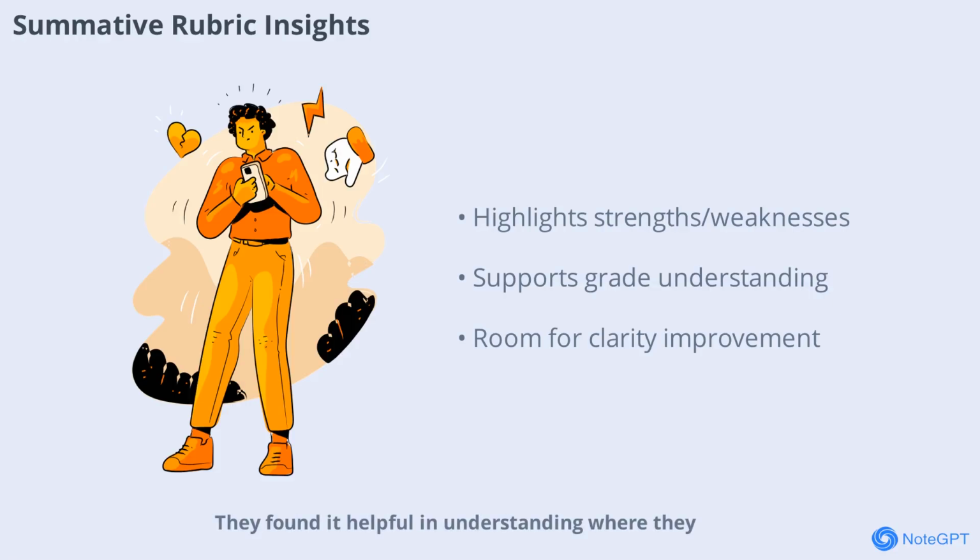Nearly all students reviewed the summative rubric alongside their feedback and grades. They found it helpful in understanding where they performed well and where they needed to improve. Most comments were positive, emphasizing the rubric's role in highlighting strengths and weaknesses. However, a third of students still found the rubric unclear in explaining how their grade was determined, indicating a need for further refinement and possibly more student involvement in rubric design.